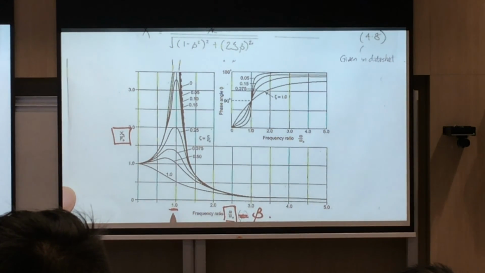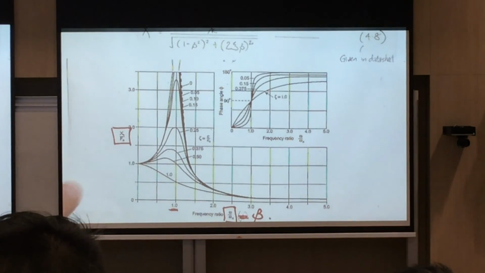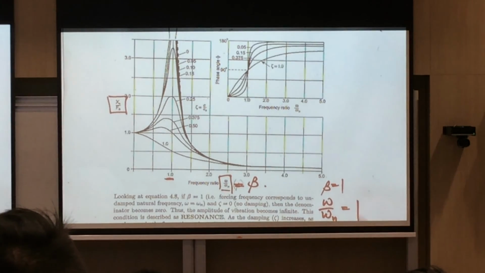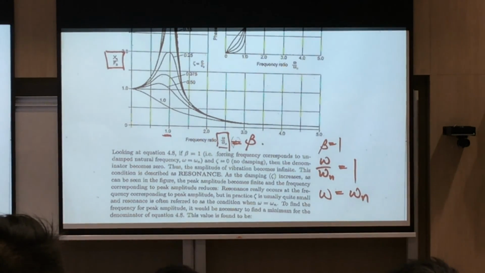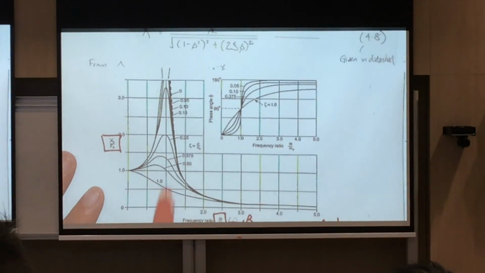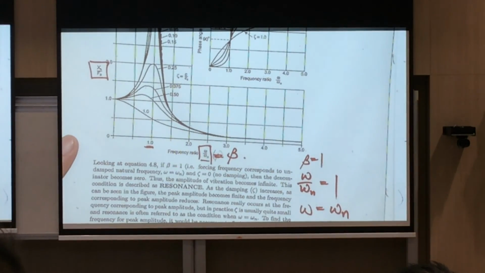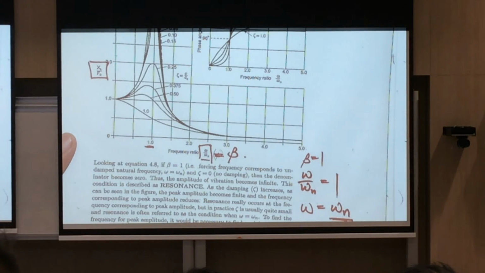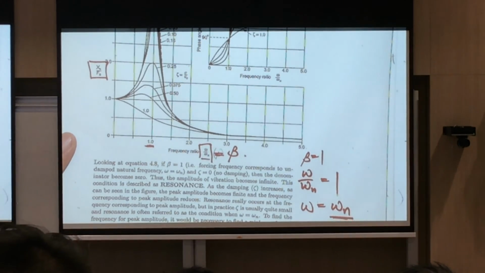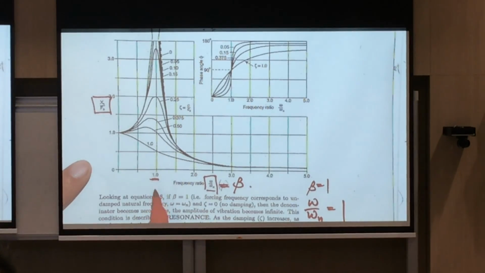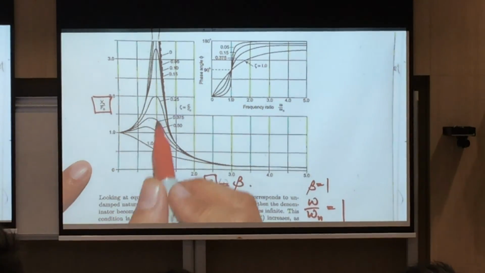Beta equal to 1 also means, right, if your beta is omega over omega n equal to 1, your forcing frequency is equal to your natural frequency. What happens? Hallelujah, resonance, right? Remember, I told you before, why it's so important we need to derive for natural frequency? Because when you have a forcing frequency that is the same as your system natural frequency, you get resonance. Right? That is where you get the highest amplitude. You can see when beta is equal to 1, this whole line, you get the highest amplitude.